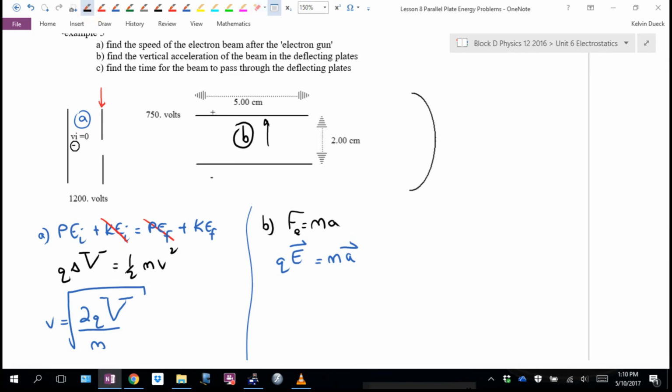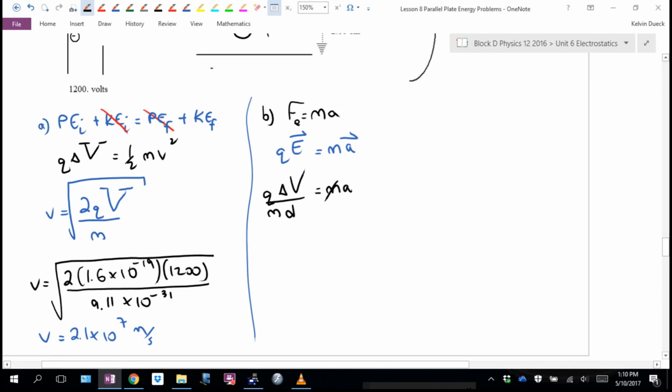So if I hear you correctly, you tell me I can go Q, change in voltage over distance equals MA. How did you say to get the A by itself, Jess? Do you mind? I'm going to do that right now. Do I know Q? It's an electron. Do I know the voltage? Look at the picture. Do I know M? It's an electron. Do I know D? Look at the picture. Ha! We're good with this. This will work.